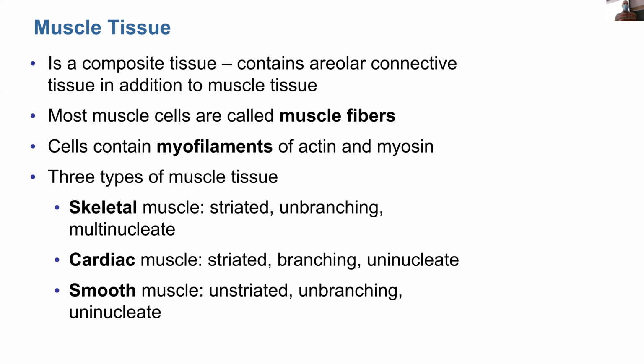Then we have three types of muscle tissue. Anyone who's taken a previous anatomy class probably knows these. We have skeletal muscle, we have cardiac, and we have smooth.